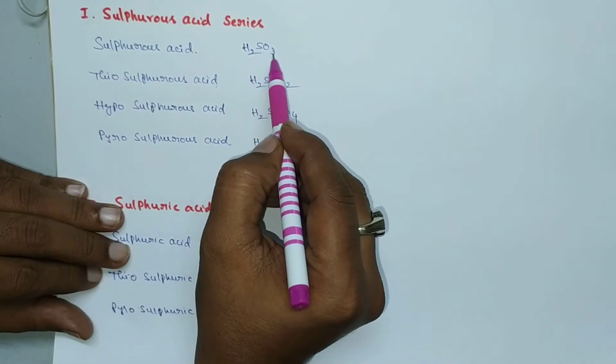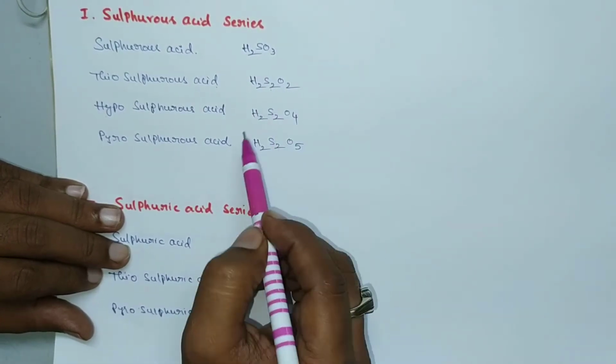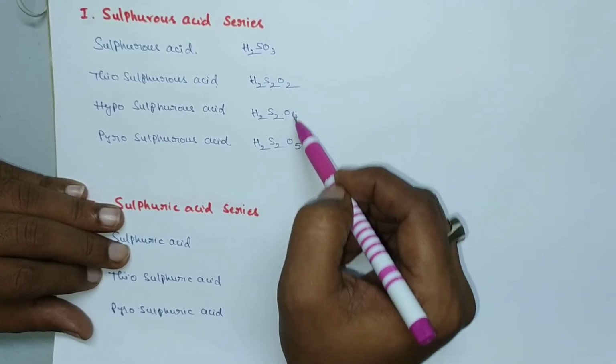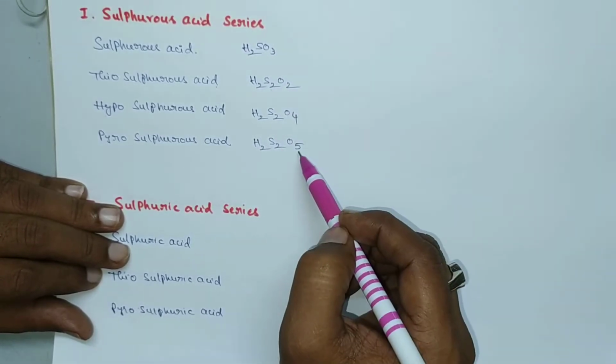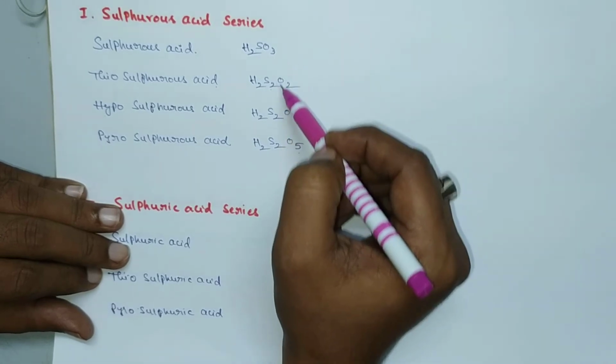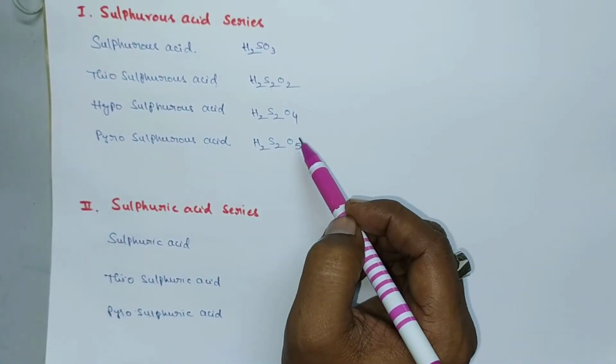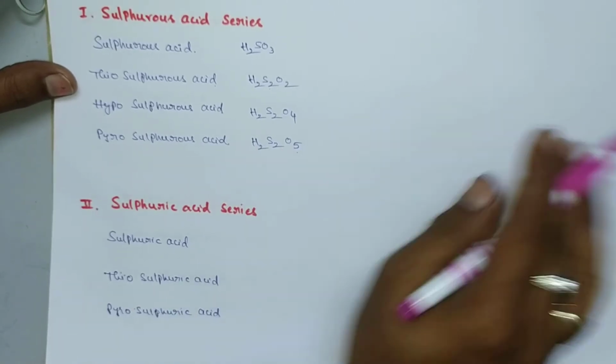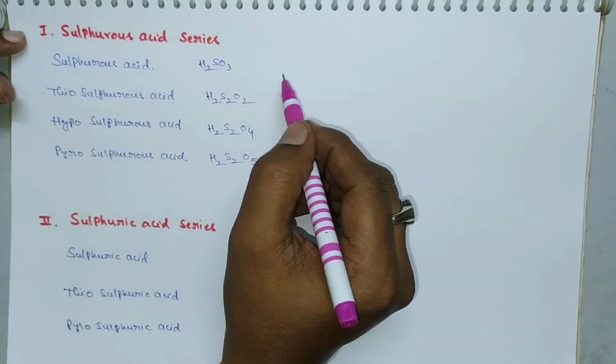Here, one sulfur and 3 oxygens are there. Here, 2 sulfurs and 2 oxygens are there. So the content of oxygen is increased, here also 2 to 4 and 4 to 5. Likewise we have to increase the content of oxygen, just like in the case of oxoacids of phosphorus. Okay, clear? And now we have to go for the structures of these molecules.